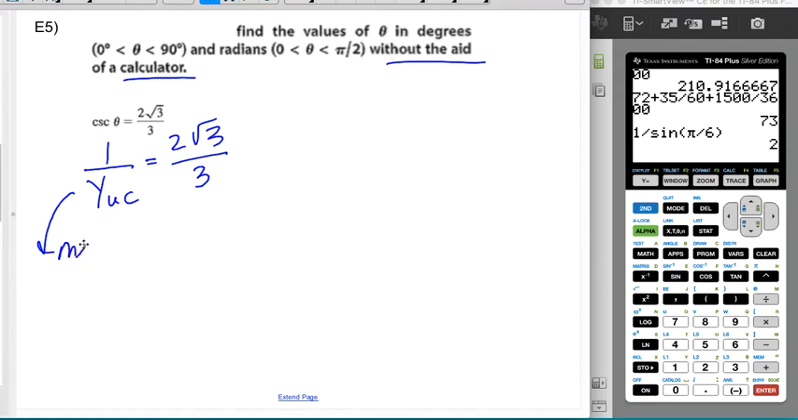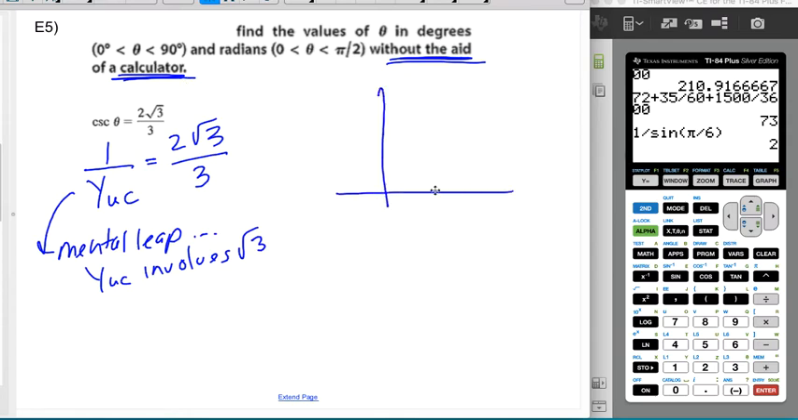There's a mental leap here, which is that the y on the unit circle involves a root 3, right? Because I know that it's on the unit circle. They said without the aid of a calculator. So I say, you know what? It's got to be where the y on the unit circle involves a root 3. That's this one, right? That's the 60 degree or the pi over 3, because that's a 1/2 and a √3/2.